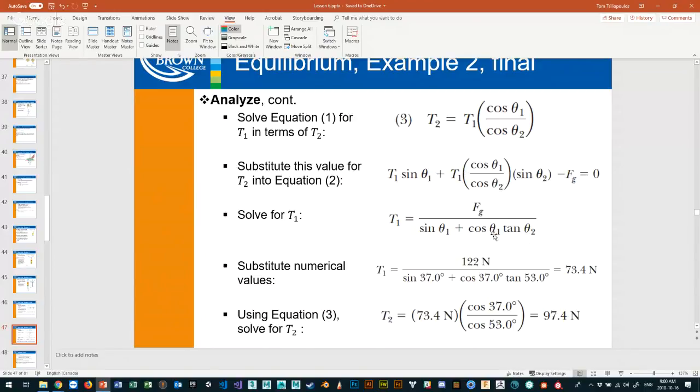And once we've done that, we can solve for T1, which is equal to the force of gravity on top, over sine theta 1 plus cos theta 1 tan theta 2. Because once you multiply, sine theta 2 over cos theta 2, sine over cosine is tangent, right? That's how you got tan theta 2. And then we multiply by cos theta 1. That's the one part. But we want to isolate T1, which means when we do some funky algebra, we get to this. Okay?